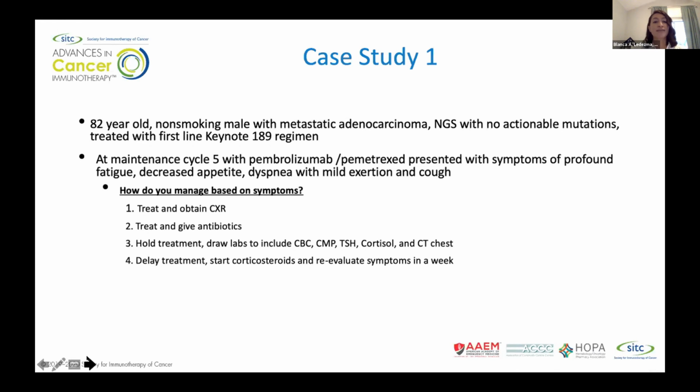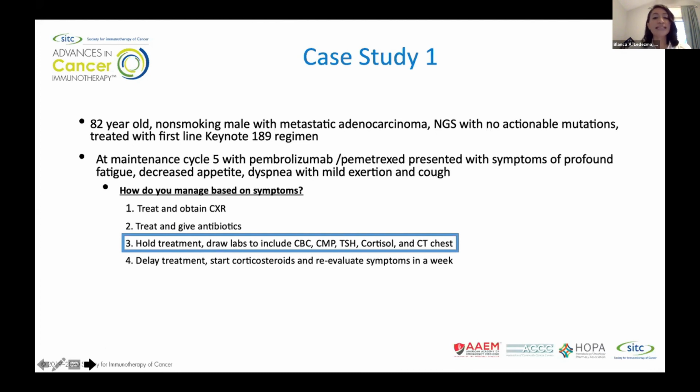You treat and obtain a chest x-ray, treat and give antibiotics, hold treatment, draw labs, include a CBC, CMP, TSH, cortisol, CT of the chest, delay treatment and start corticosteroids, and reevaluate symptoms in a week. Oh, fantastic. That's great. So that's exactly what we did. We were thorough. We wanted to make sure there were no endocrinopathies ongoing, contributing to the patient's fatigue.